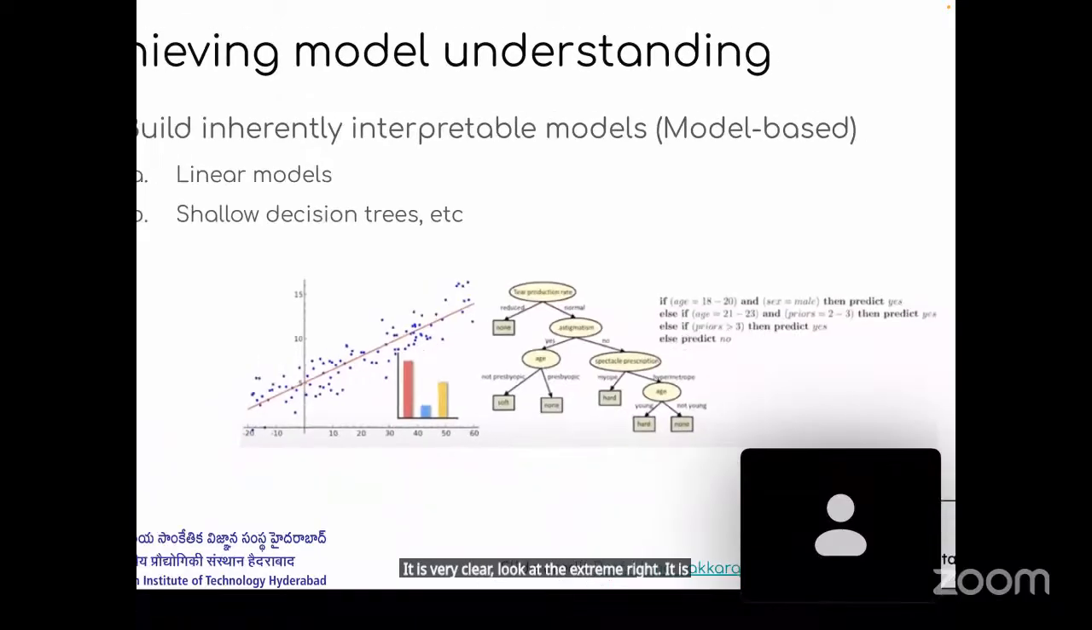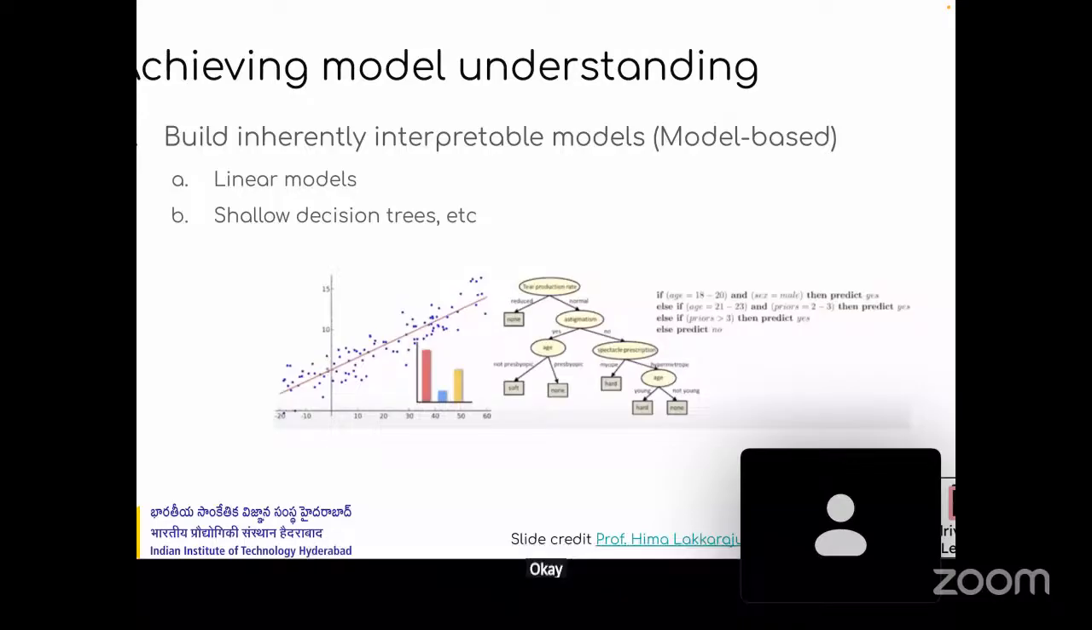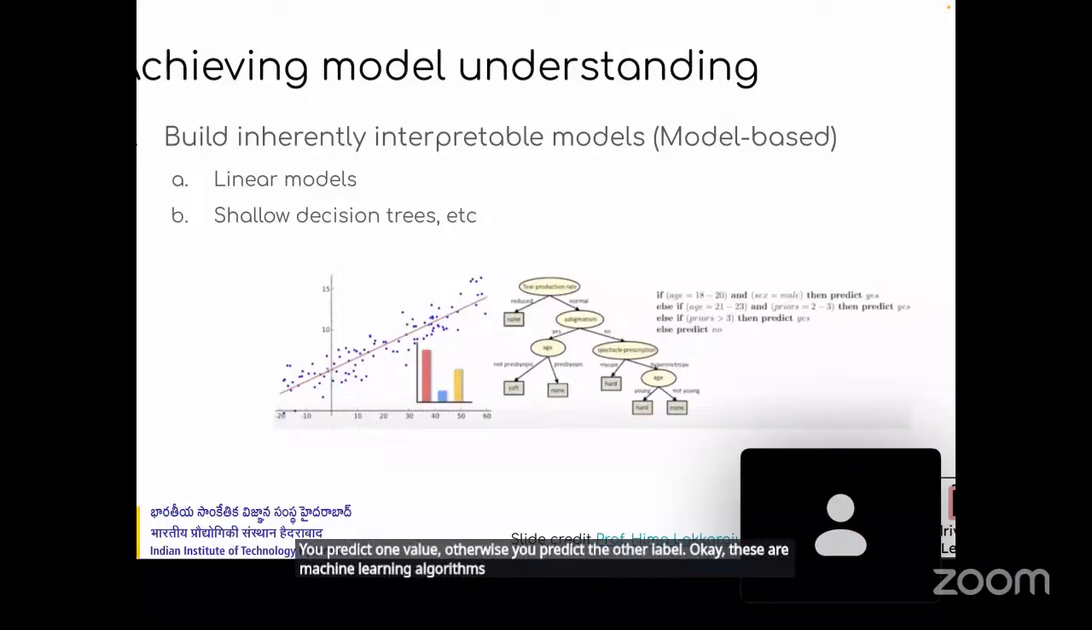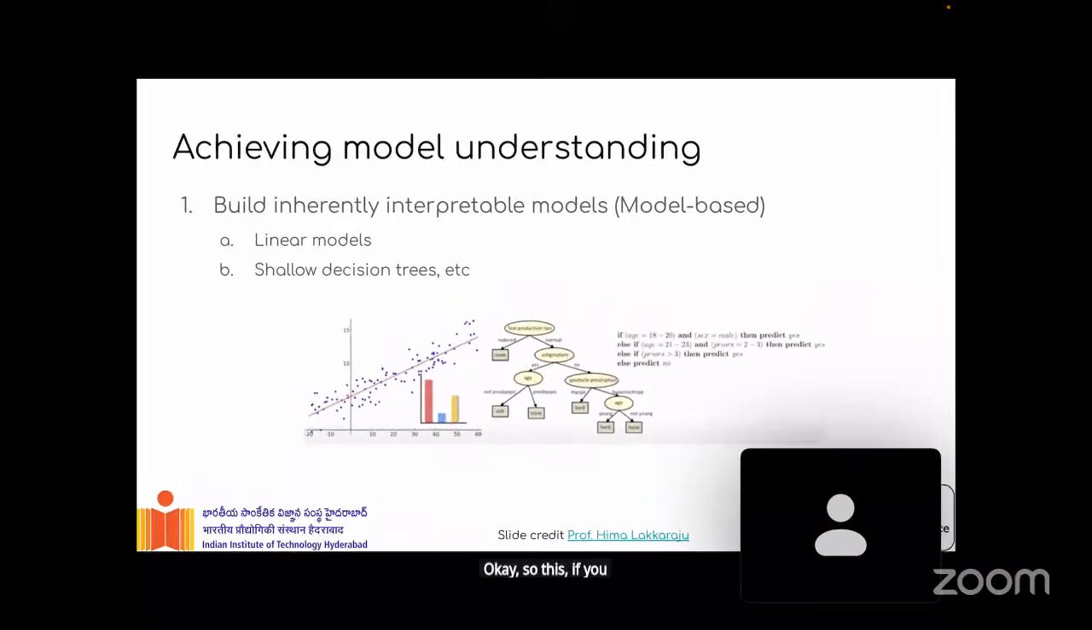It is also a machine learning algorithm, which is in the form of a set of rules. These are called decision rules. Look at the feature value. If they meet these constraints, you predict one value, otherwise you predict the other label. These are machine learning algorithms, but they are inherently explainable. You know what is happening also.